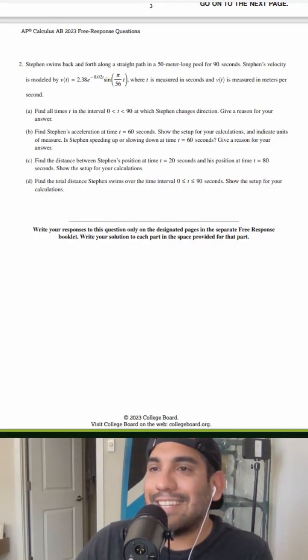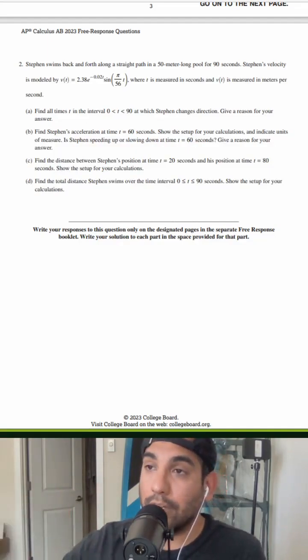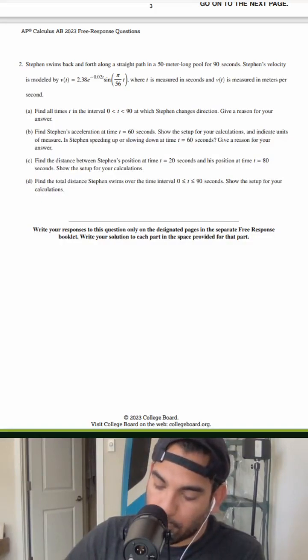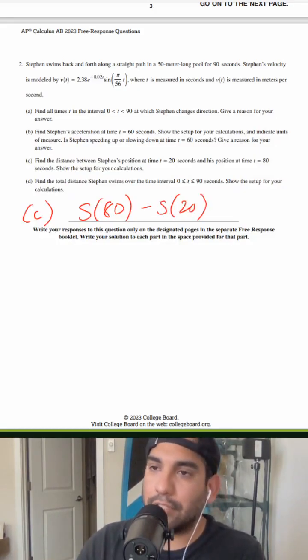Okay, so part C, find the distance. This is interesting. Find the distance between Steven's position at 20 seconds and the position at 80 seconds. So what they want for part C is the difference between s of 80 minus s of 20. That's the position function. And how are we going to do that?